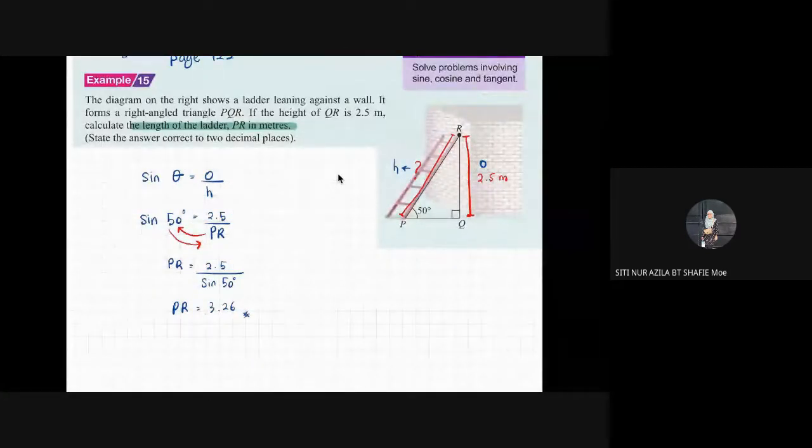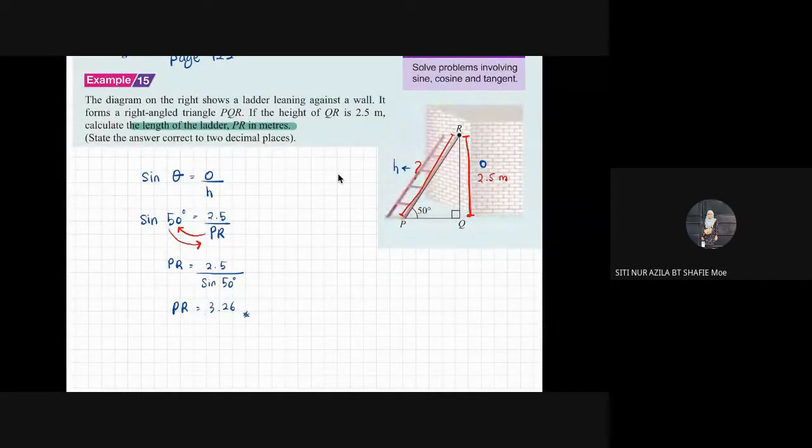See, it's easy, right? As long as you can remember the sin, cos and tan formula, you will be fine. Too easy, yes, correct. Very basic, the most basic. That's why I like this chapter, because I think this is one of the easiest chapters in form three for me personally. As long as you remember the formula sin, cos, tan, you should be fine.